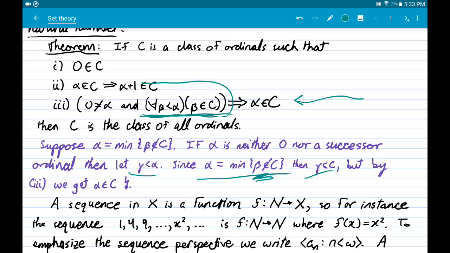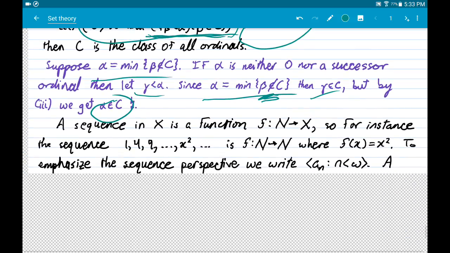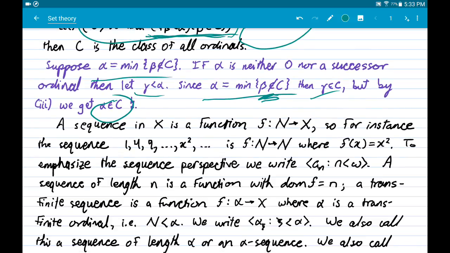So now we have the antecedent of this conditional, therefore we get the consequent, and this shows that alpha is in C, but that contradicts our assumption that it is the min element of things not in C, and we have finished the proof.